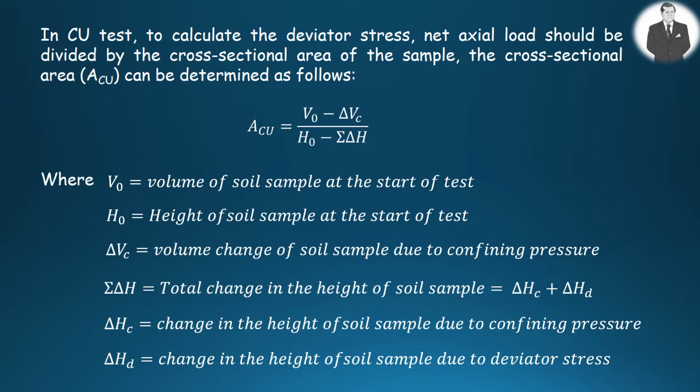Sum delta H is the total change in the height of soil specimen, which is equal to delta H sub C plus delta H sub D. Delta H sub C is the change in the height of soil sample owing to the confining pressure, and delta H sub D is the change in the height of soil sample owing to the deviator stress.